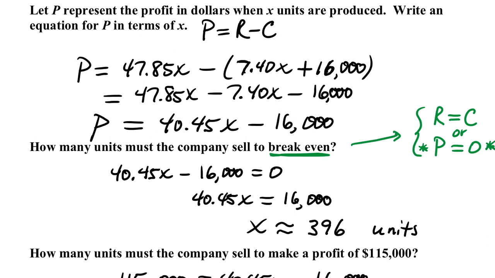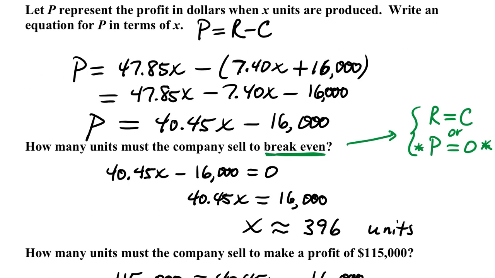You can calculate this one of two ways. You can either set R equal to C, where revenue and cost are equal. We did that on the previous example or slide. Or if you have a profit function, that's where profit equals 0. You pick which way. If you do it right, you'll get the same answer each time.